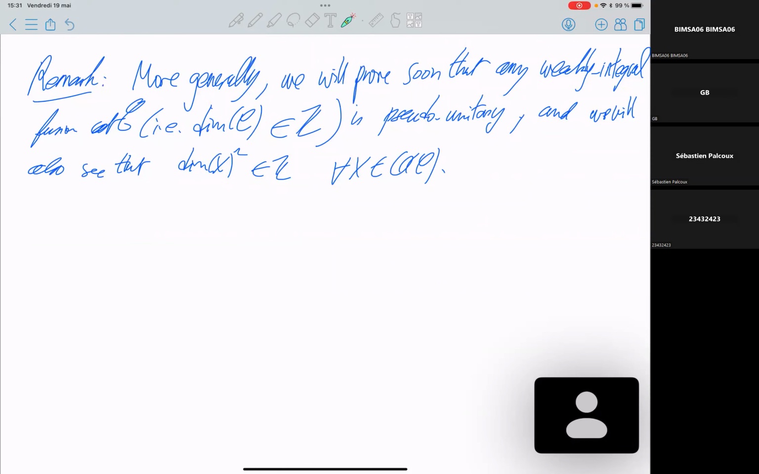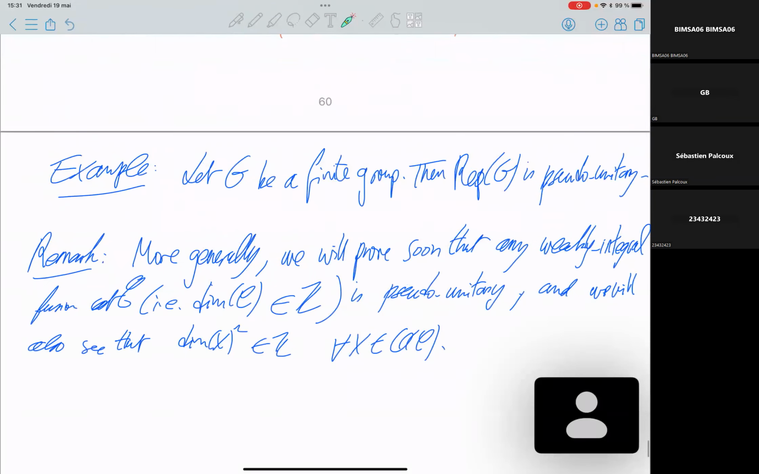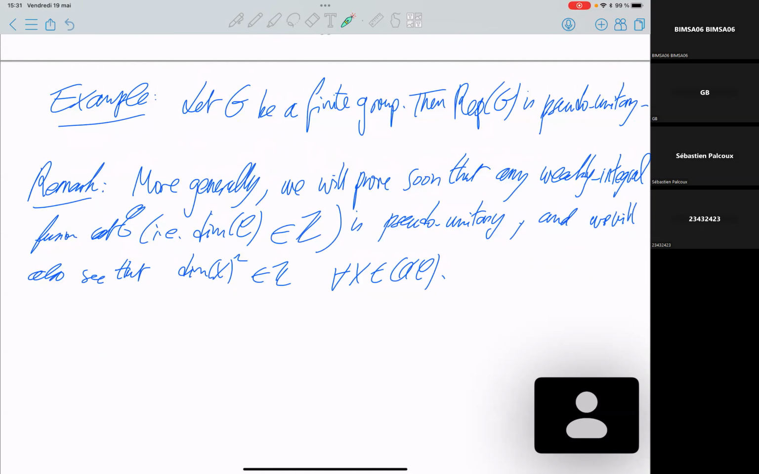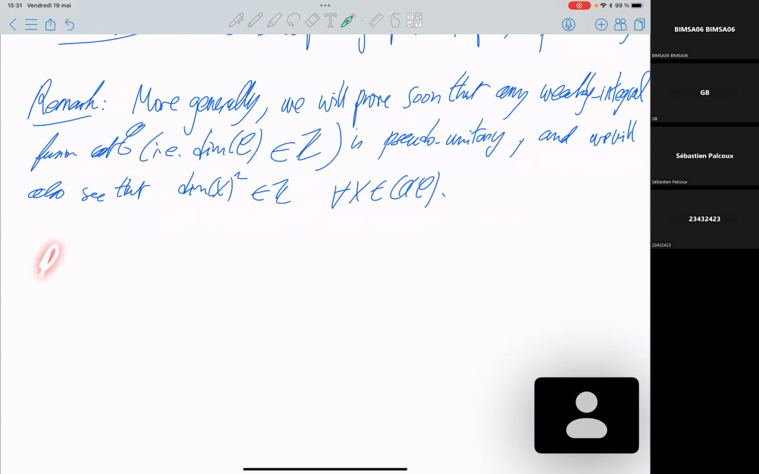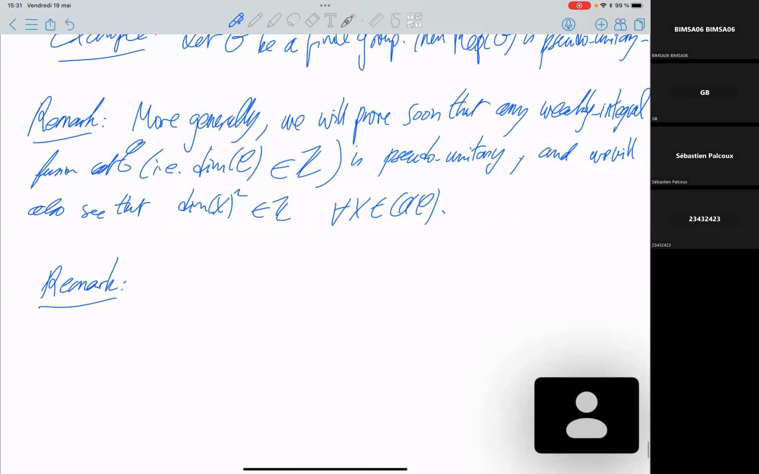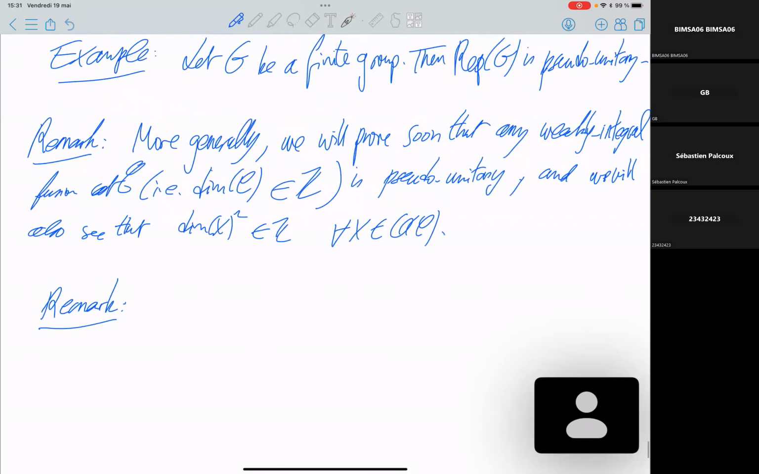So let me explain a bit how to define a non-pseudo-unitary fusion category, using Galois conjugates. And then I will just state a result about a fusion category which is not Grothendieck equivalent to a pseudo-unitary one, due to Etingof. But before that, let me quickly state.